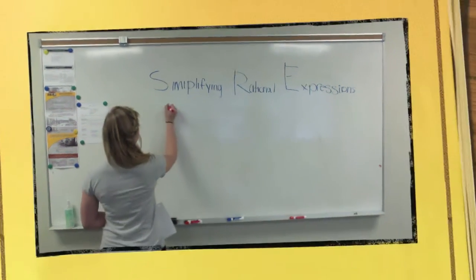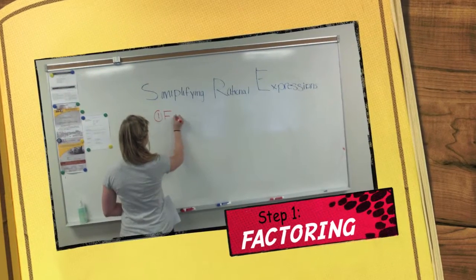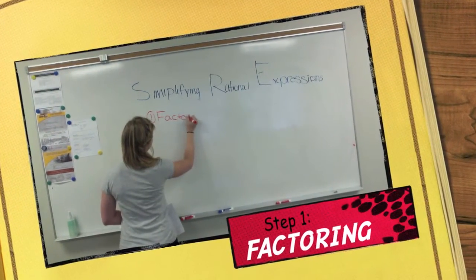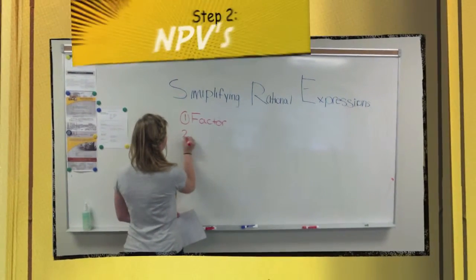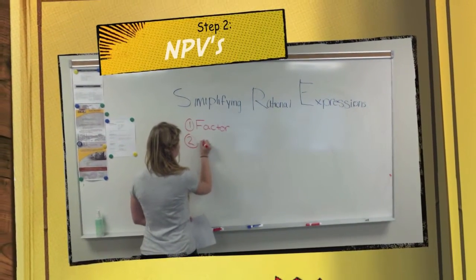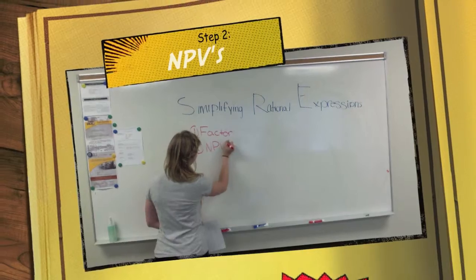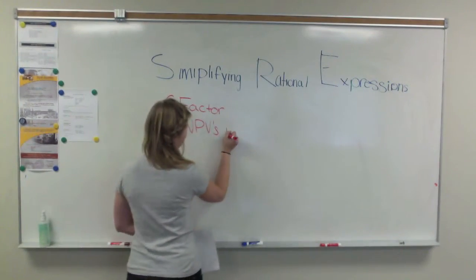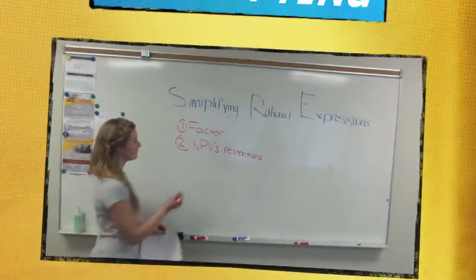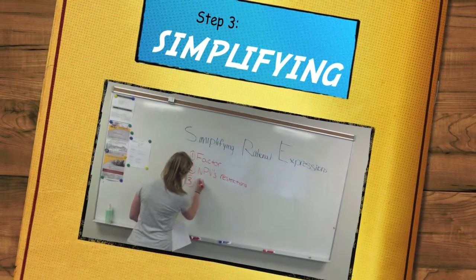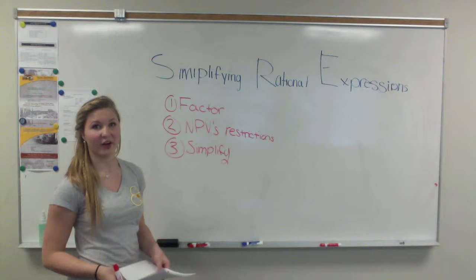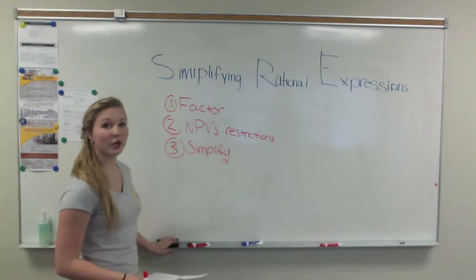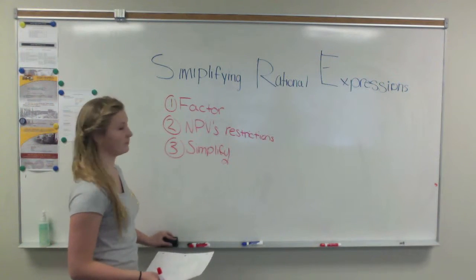Step 1 is you factor. Step 2 is you find or solve for your non-permissible values, also known as your restrictions. And step 3 is you simplify. Pretty easy, right? Now let's start with a simple equation.